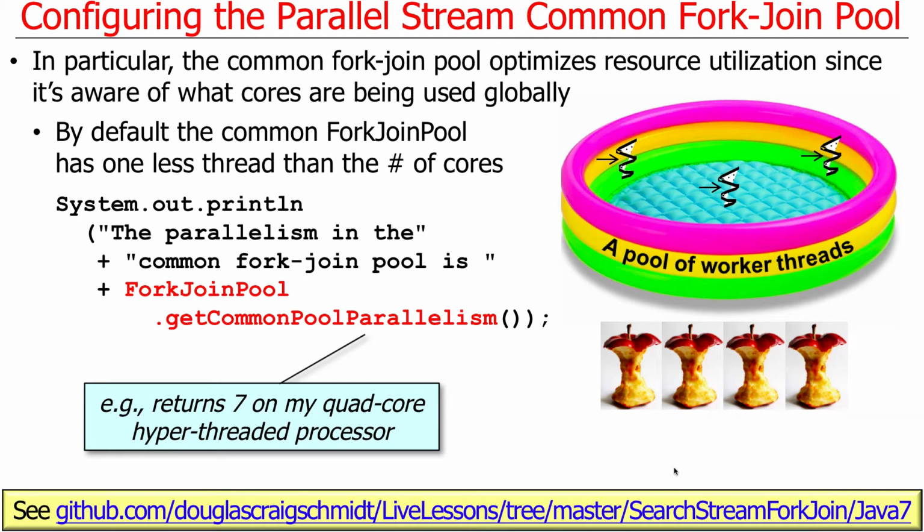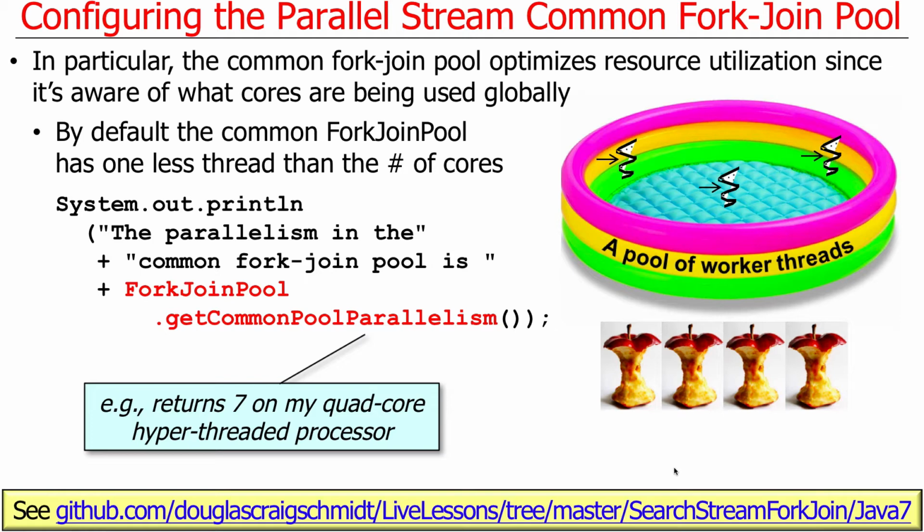By default, the common fork join pool, which everybody kind of has to use for all the parallel streams in a process, has one less thread than the number of cores. So if you go here and run this program at this link, you'll see there's a place where it says ForkJoinPool.getCommonPoolParallelism. I've got a quad-core laptop, and it returns 7. What the heck does that come from? Well, it turns out my laptop is hyper-threaded, so the Java Virtual Machine actually treats it as though there are 8 cores.